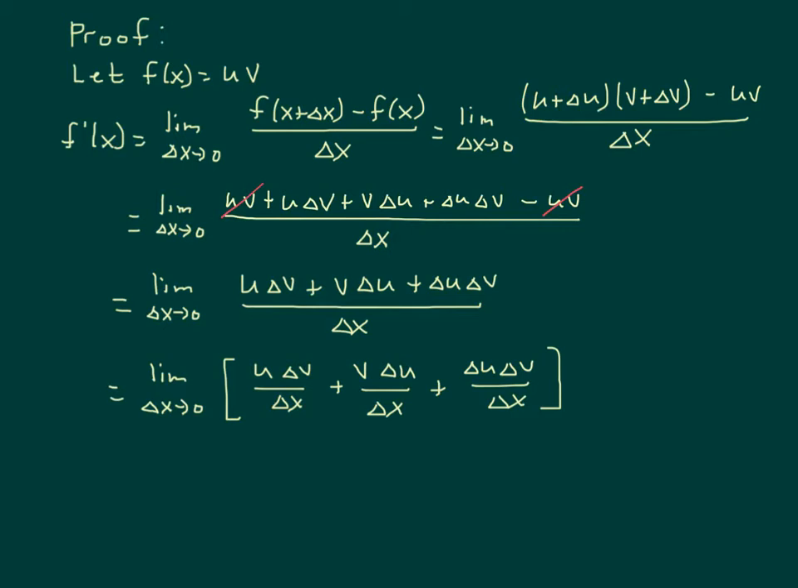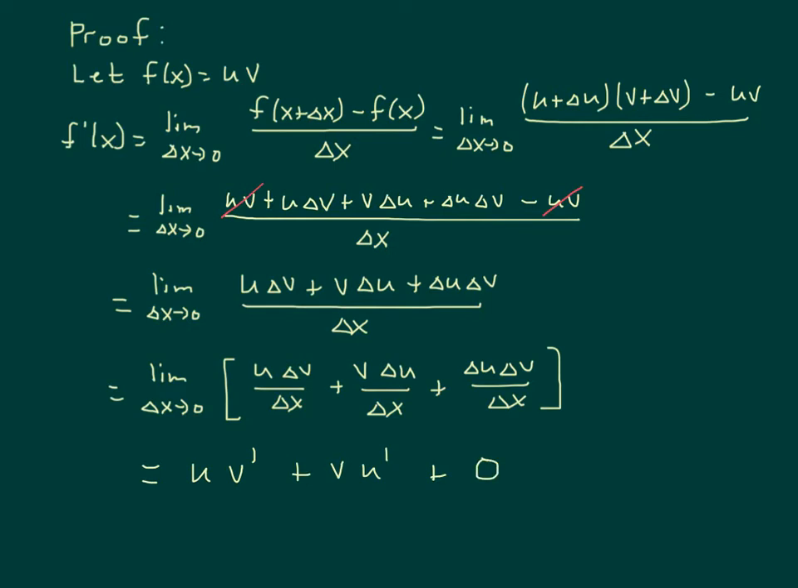So at this point, our limit that we have here is equal to u times v prime. That's the first piece right here, plus v times u prime, plus, now here's the other part. The delta u over delta x would be equal to u prime, but it's going to be multiplied by delta v, which we know as delta x goes to 0 is also going to be 0. So this third fraction just becomes 0.